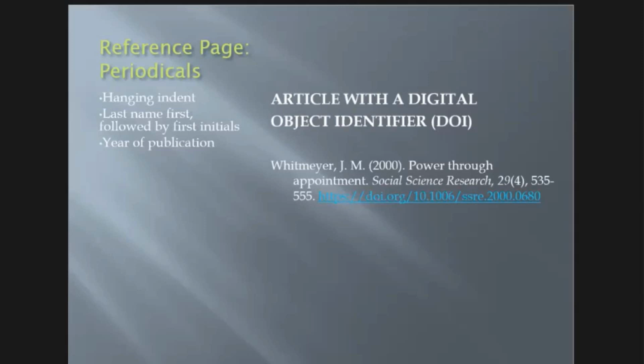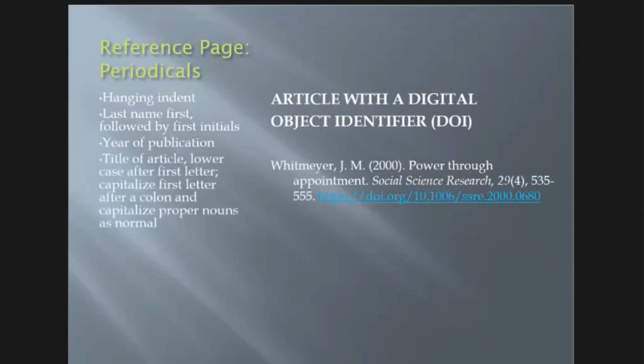And then we include the title of the article. One of the trickiest things with APA is remembering this: they treat the title of the article by capitalizing the first letter, and then everything else is lowercase, except that if you had a colon, you would capitalize the first letter after the colon. A lot of titles have a colon. If you had a proper noun, like Abraham Lincoln, you would capitalize the A and the L. Otherwise, it's lowercase. And there are no quotation marks around it.